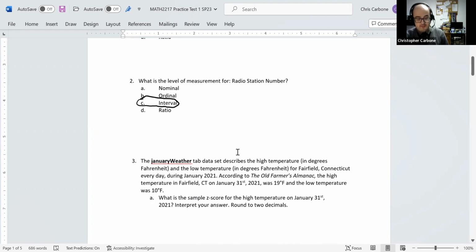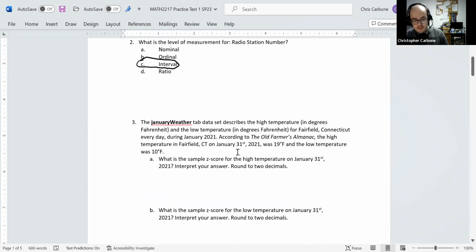The third one I have here. The January weather data set describes the high temperature in degrees Fahrenheit and low temperature in degrees Fahrenheit for Fairfield, Connecticut every day during January of 2021. According to the Old Farmer's Almanac, the high temperature in Fairfield, Connecticut on January 31st, 2021 was 19 degrees Fahrenheit, and the low temperature was 10 degrees Fahrenheit.